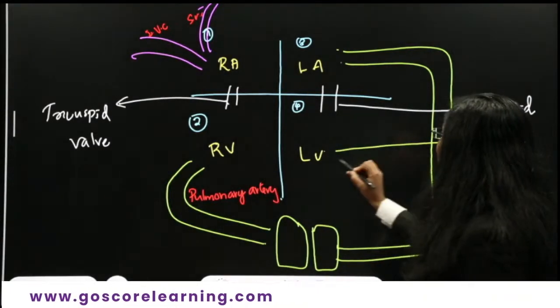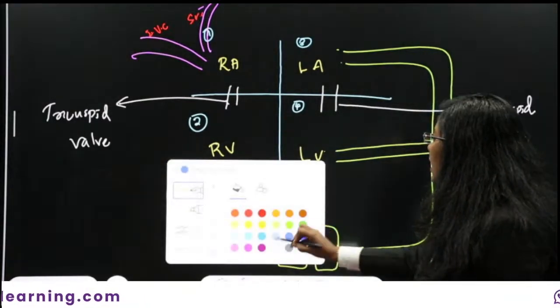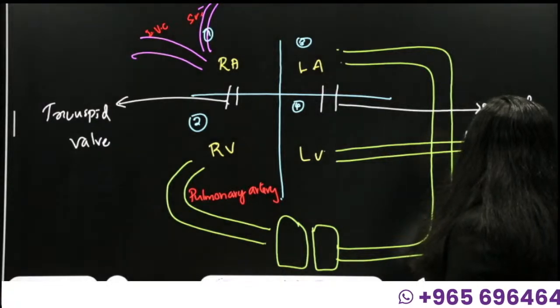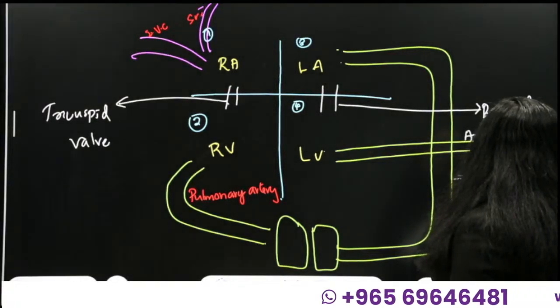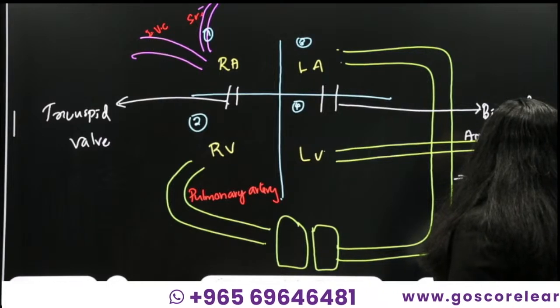It enters into different parts of the body, and what is this known as? This is known as aorta. Through the aorta it moves to different parts of the body.